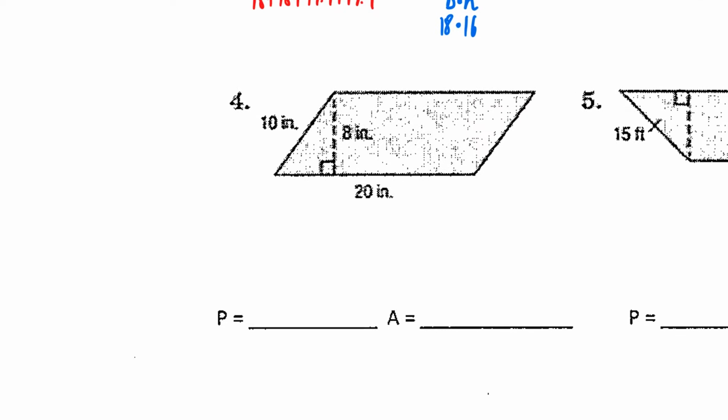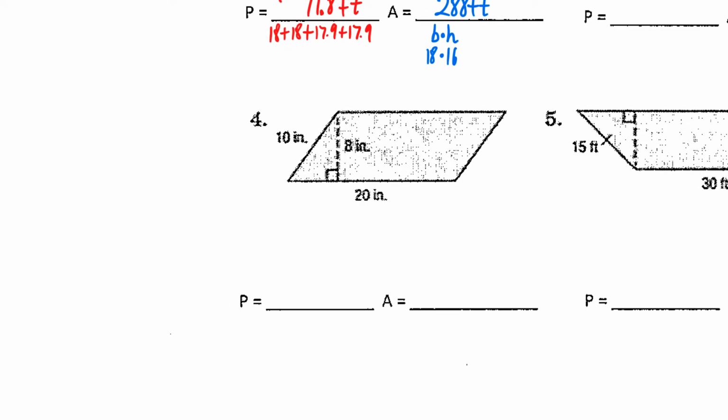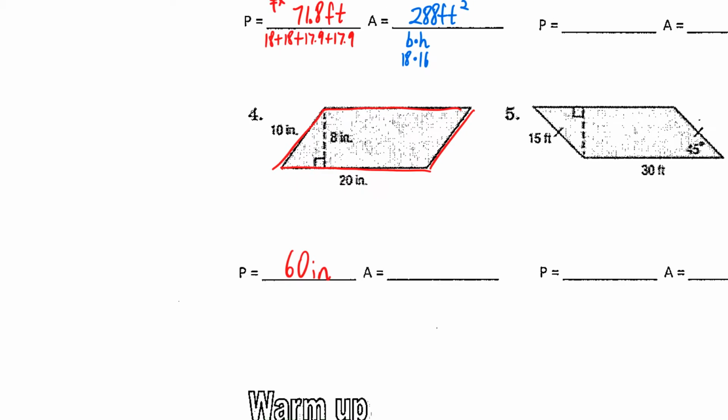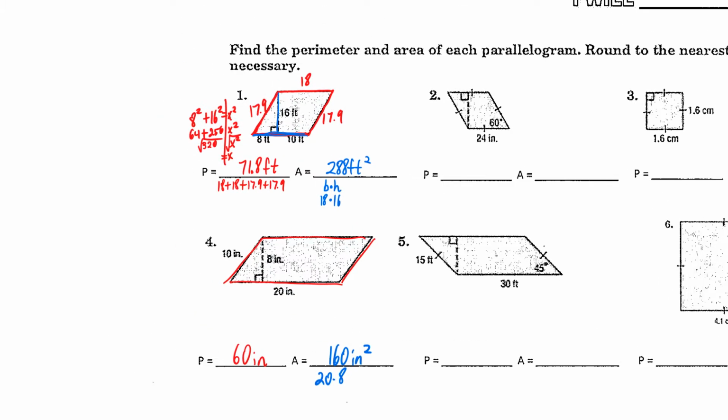Okay, on number 4 below there, what's the perimeter of this parallelogram? Good. It's 20, 20, 10, and 10. So when you add those up, you get 60 inches. Okay, and then the area is just base times height, which is going to be what? 20 times 8, which is 160 square inches. Okay, sorry, I'm just skipping around here.